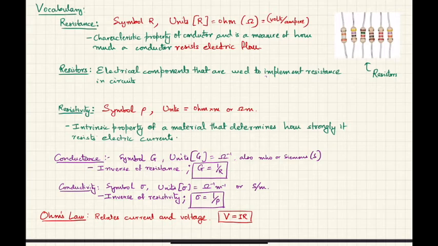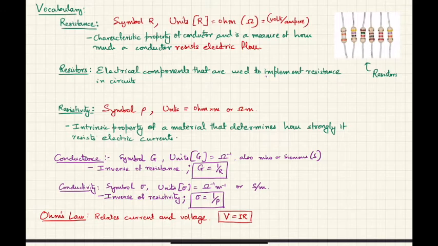Should note that every electric component, including wires and bulbs, all of them have some amount of resistance. What these resistors do is they let us implement very specific values of resistance. Suppose I wanted exactly 100 ohms of resistance, then I would use one of these resistors. On the other hand, a wire or a bulb doesn't have very specific values of resistance.